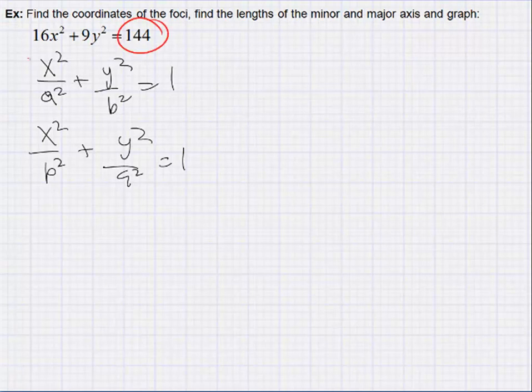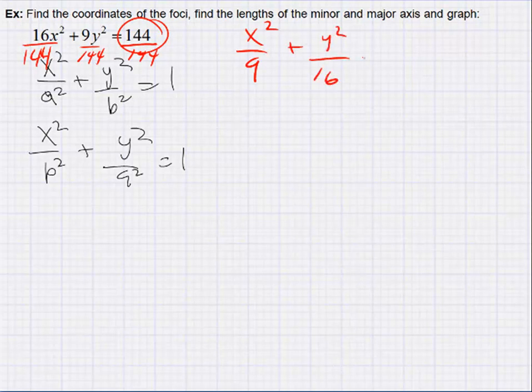Well, we don't have that here. So I can make it equal to 1 though if I divide by 144. But I got to do that all the way across the board. And if I divide by 144, what I get is 16 over 144, which is x squared over 9, plus 9 over 144, which is going to be y squared over 16, equals 1. Now this looks more like an ellipse that I want it to look like.